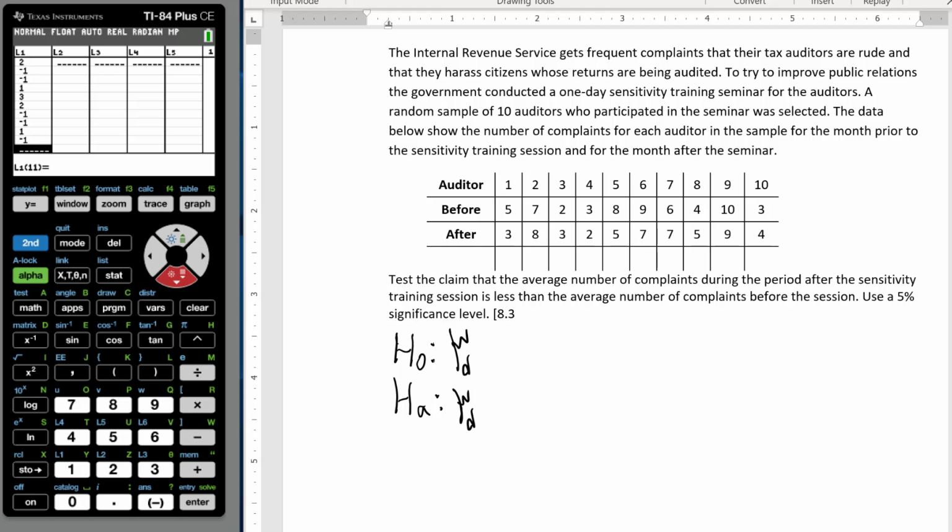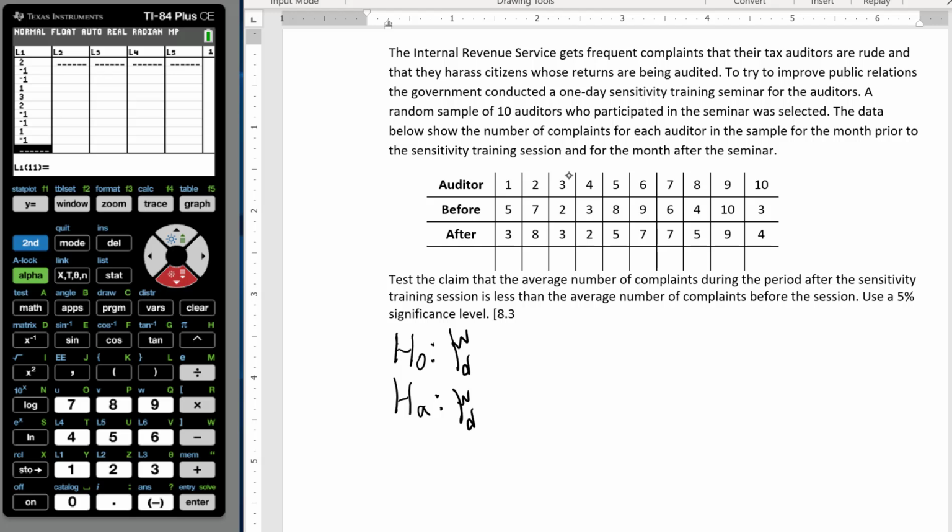The data below show the number of complaints for each auditor in the sample for the month prior to the training and then after the training. So this is an example of dependent samples. As you can see, if you look at auditor number 1, these are the numbers of complaints, which is 5 before that auditor got the training, and then the second month after the training he had only 3 complaints. So it's the same auditor before and after.